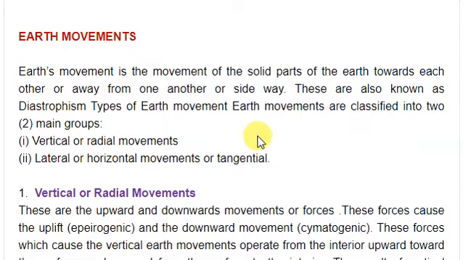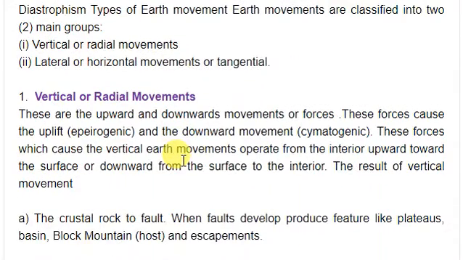Types of Earth's movement. They are classified into two types. Earth's movement is categorized into two major groups. The first one is vertical or radial movement, and the second one is lateral or horizontal movement.